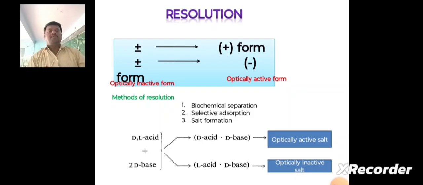Third method is resolution by salt formation method. In this salt formation method, the optically inactive racemic mixture is converted into an optically active either plus form or minus form by salt formation. So the third method, the salt formation method, involves the plus minus form in the form of acid or base. That means plus minus acid or base is treated with an optically active acid or base. We get optically active salt, optically active in the form of salt. So there are three methods involved for resolution: number one, biochemical separation, number two, selective adsorption, number three, salt formation.